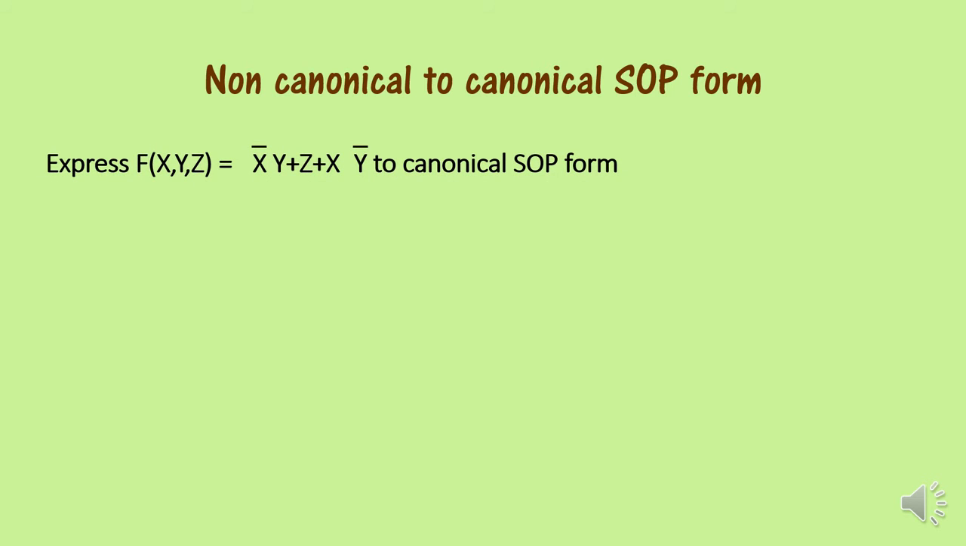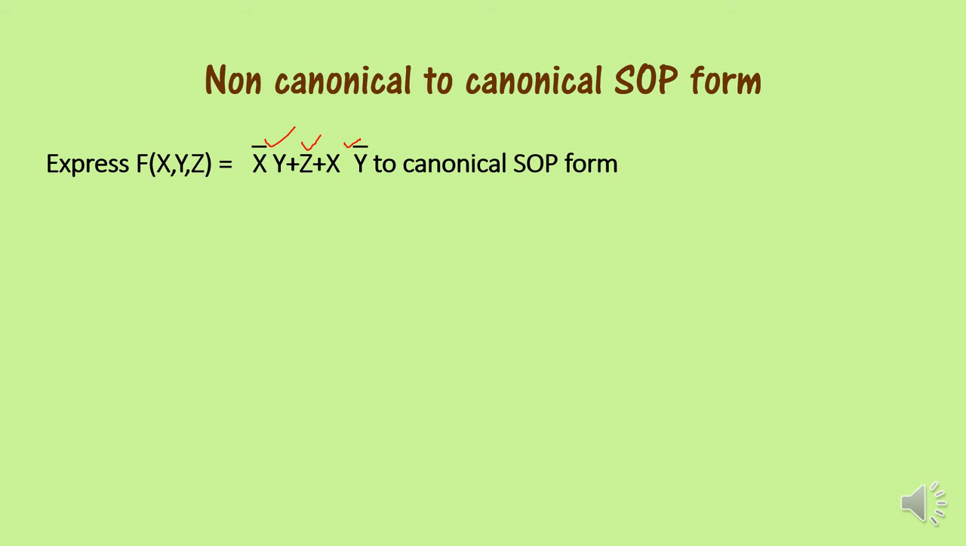So this is the first example. Express f of x, y, z equal to x bar y plus z plus x y bar in canonical SOP form. Why is it called non-canonical SOP form? Because we see that this is a function of xyz, but in the first term z is missing, in the second term x and y are missing, and in the third term z is also missing. So how can we convert a non-canonical to canonical SOP form?